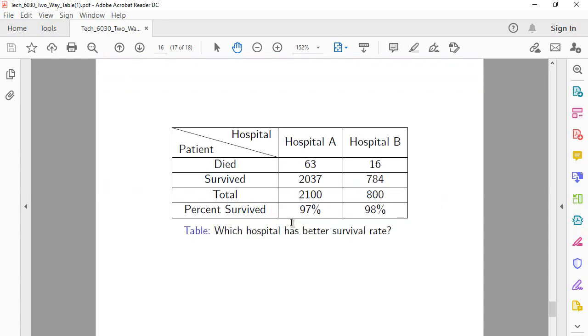And I'm going to give you an example here. So let's say we are comparing two hospitals, hospital A and B. And so we have two variables here. One is hospital, which has two values, hospital A and hospital B. And then the other variable is the survival of patients. So the values for this variable would be died or survived.